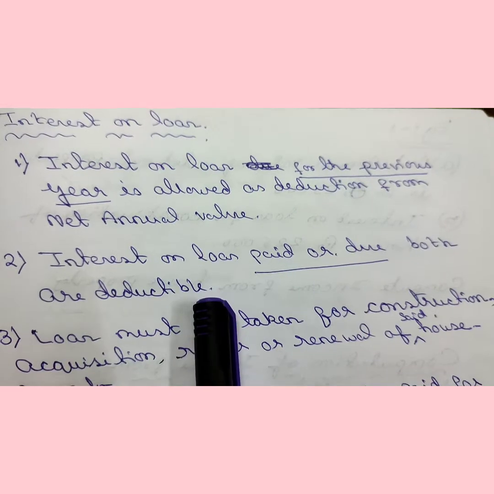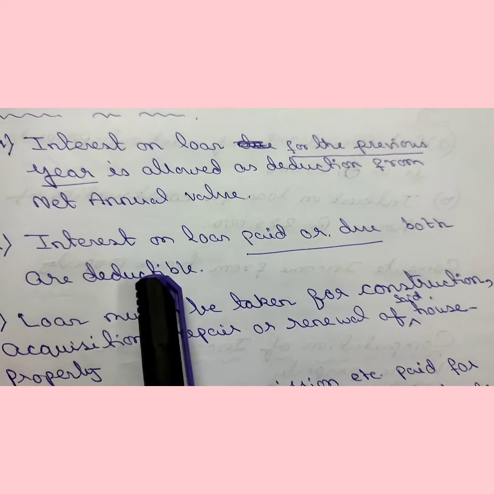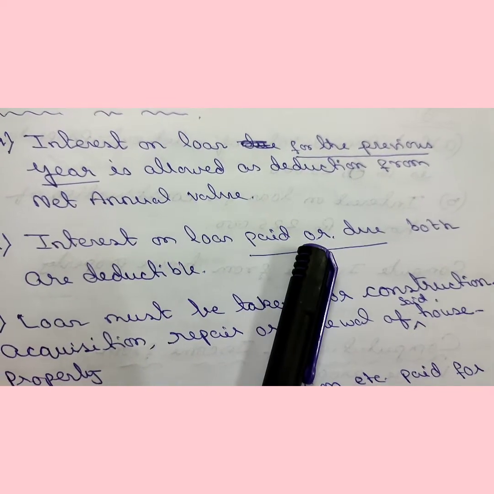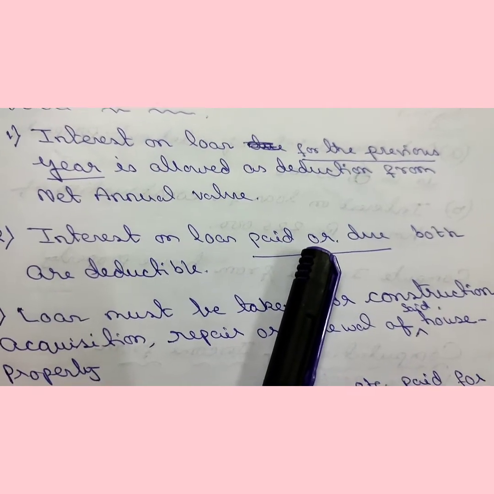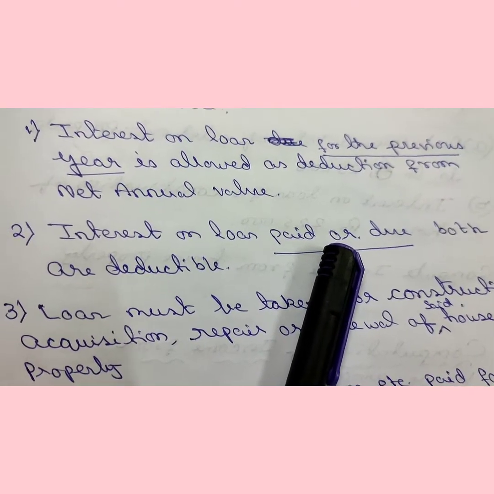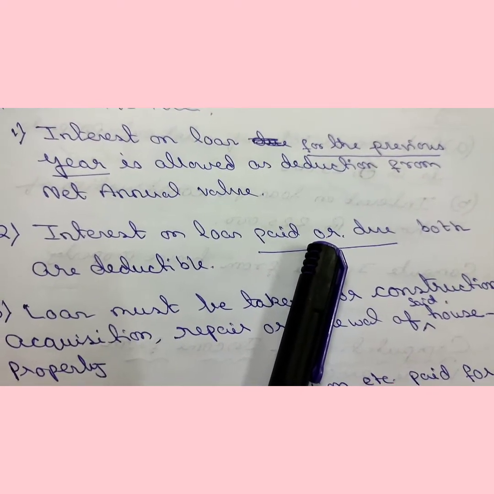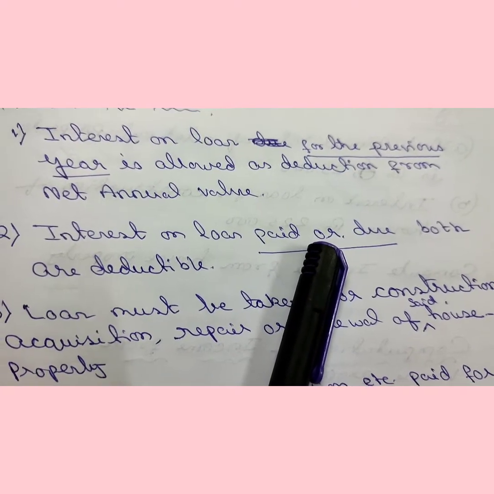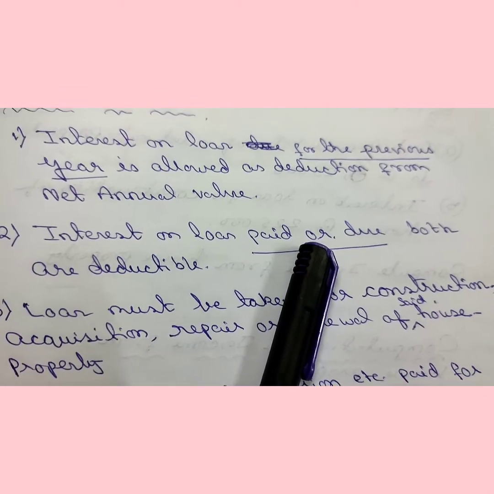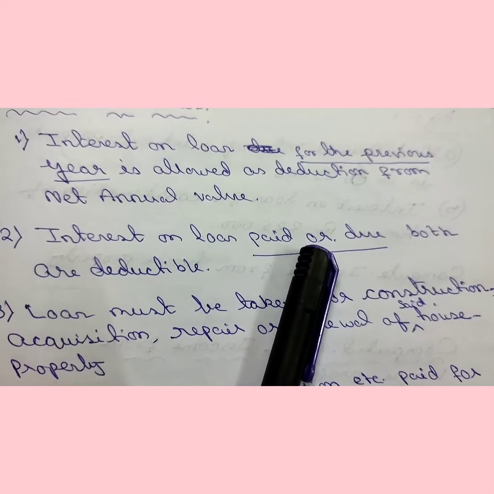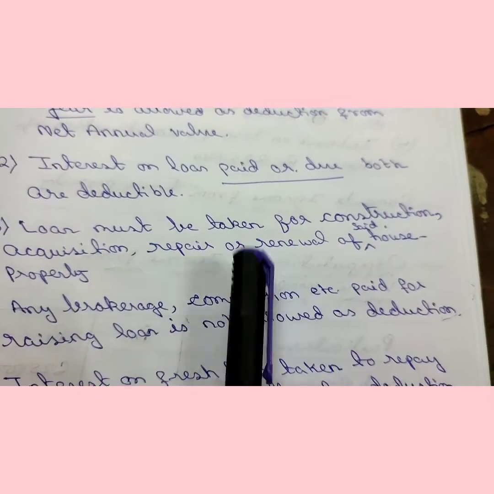Second point is interest on loan paid or due, both are deductible. If interest on loan is paid, that is deductible. If interest on loan is due, that also is deductible. মানে এমন নয় যে ইন্টারেস্ট অন লোন প্রদত্ত হতেই হবে, প্রদত্ত হলেও তার ছাড় পাওয়া যাবে, যদি প্রদেয় হয় মানে দেওয়া হয়নি সেটাও কিন্তু ছাড় পাওয়া যাবে। Third point is loan must be taken. I have already said this.